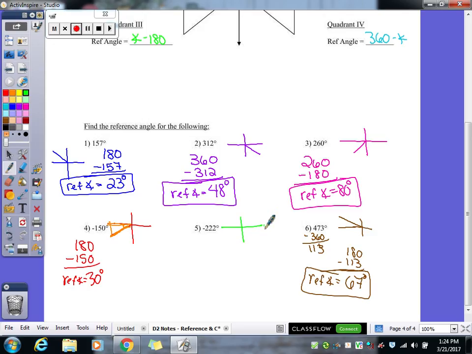So which quadrant does negative 222 fall in? Quadrant 2. So how do you think we get our reference angle this time? It's like 400 something. 222 minus your 180. Again, you kind of flip it. So our reference angle ends up being 42. So again, your reference angle is this little angle between there and your 180. So that's why we're subtracting 180 from it.